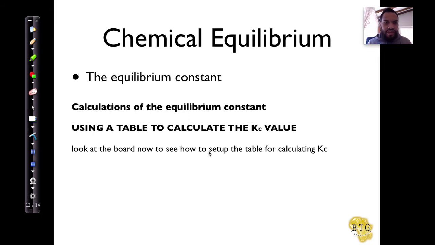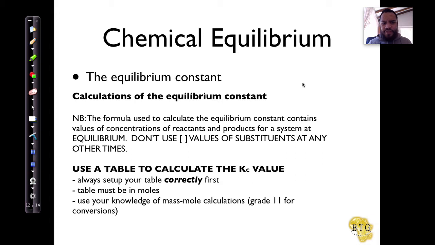I don't have a board. And here are a few guidelines. The first one is that the formula used to calculate the equilibrium constant contains the values of concentrations of reactants and products for a system at equilibrium. It says do not use any other concentration values except the values at equilibrium. So what I'm saying is you cannot substitute any concentrations in your formula unless those concentrations occur at equilibrium. That's the first thing we need to note.